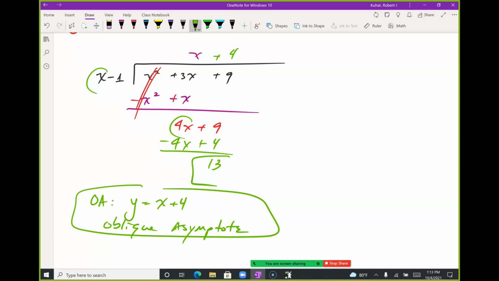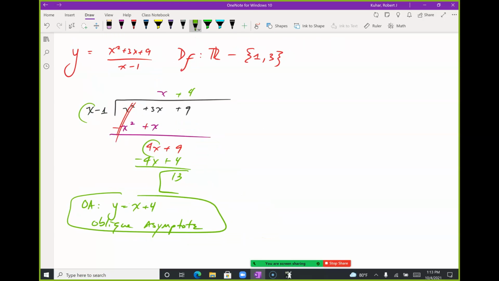Professor, how come we don't care about the remainder? Because this guy is really y equals x plus 4 plus 13 over x minus 1. And when x goes to infinity here, 13 divided by infinity, 13 divided by quadruple infinity is 0.